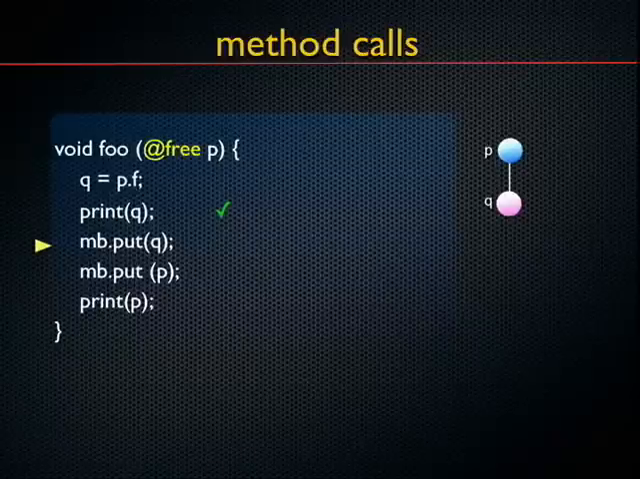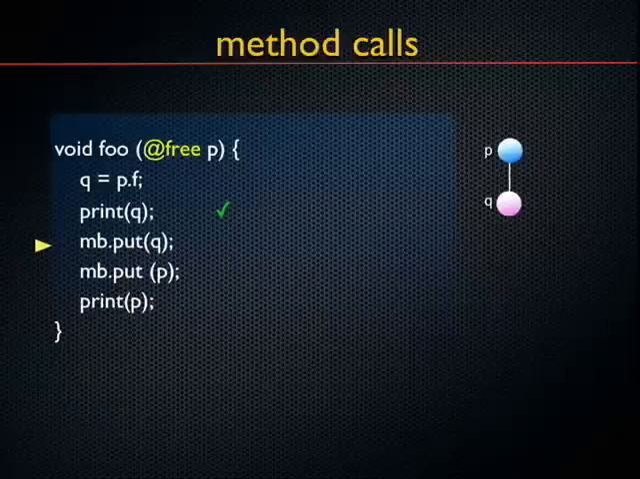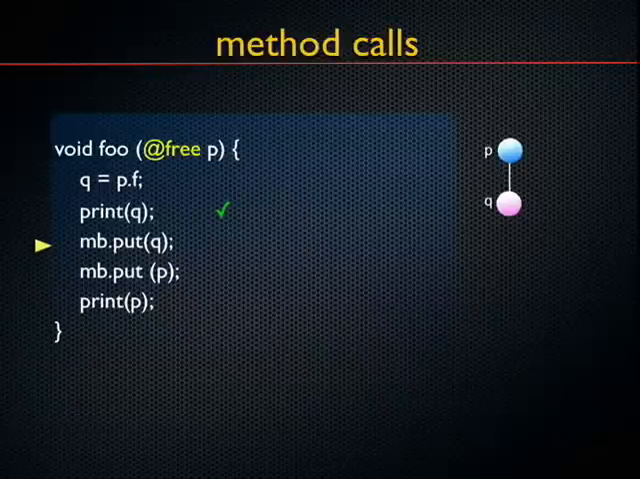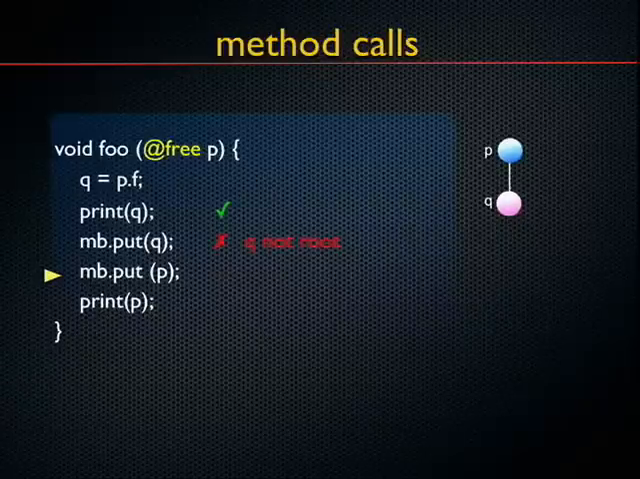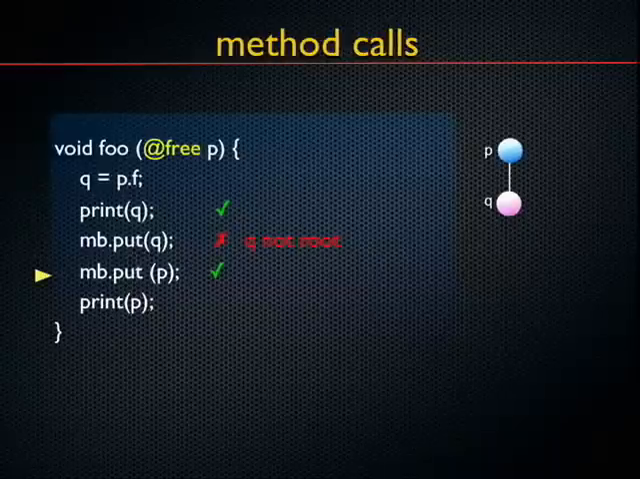Okay. As it so happens, the signature says it needs a free thing, untethered completely. Nobody else should be pointing to it, and you better let go of everything. So mb.put q is a compile time error. mb.put p is fine because p is the root of the tree. You can send it. It's not marked safe, so no problem. You can send it. But as soon as you have sent it, it loses visibility.